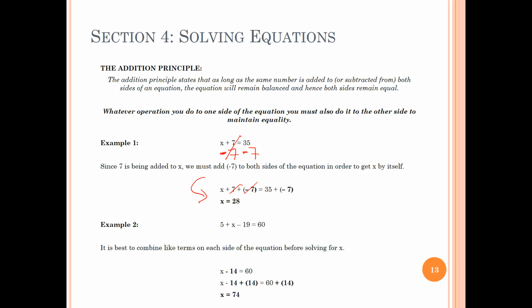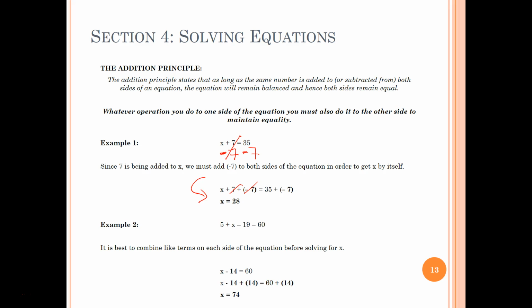And one thing that's beautiful about stuff like this is that it's so easy to check your work. Just substitute the value that you solved for back into the original equation. Here we can just do a mental check. Yes, 28 plus 7 does indeed give us 35. So now let's look at example 2.